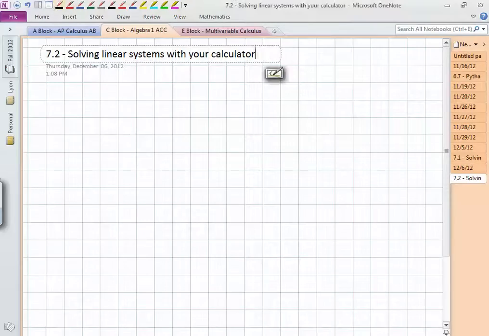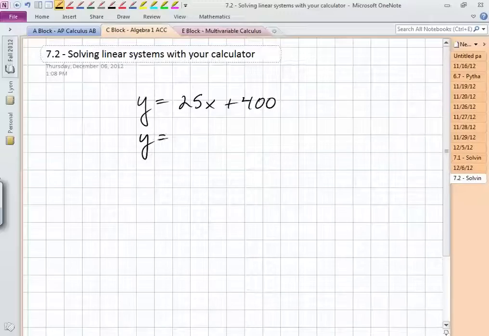You might end up with a system of linear equations that looks something like this. y = 25x + 400 and y = 50x + 200. One way to solve this system is to graph both lines and to find out where the lines intersect.